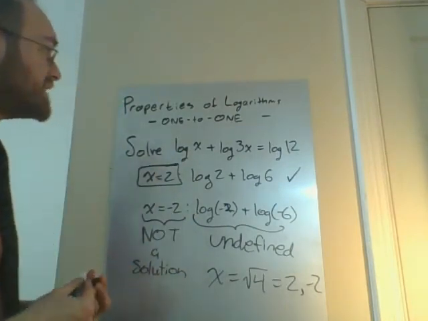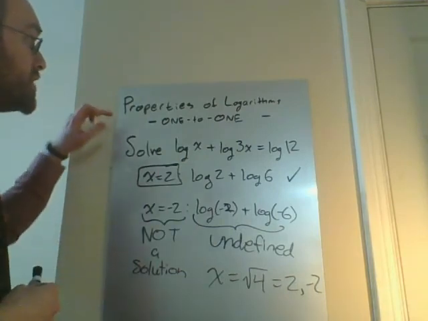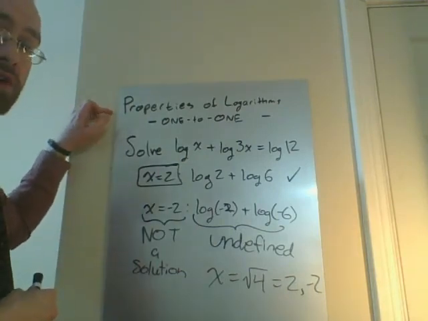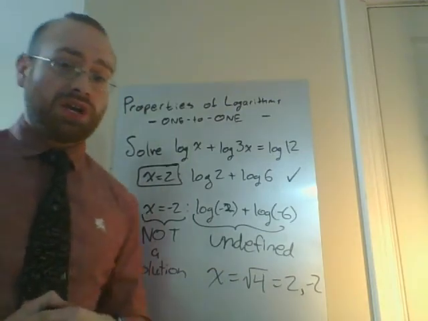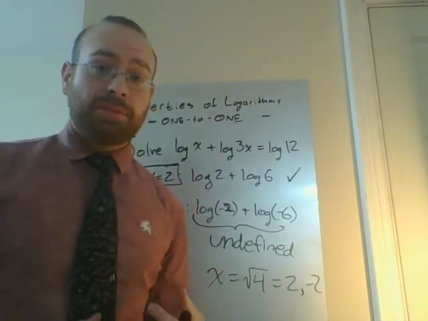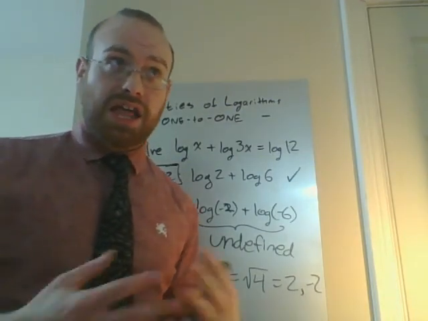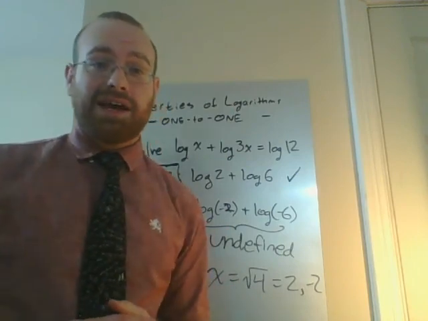And this has been an example of how we can use the one-to-one property of logarithms to solve a logarithmic equation by canceling a logarithm with a common base on both sides.